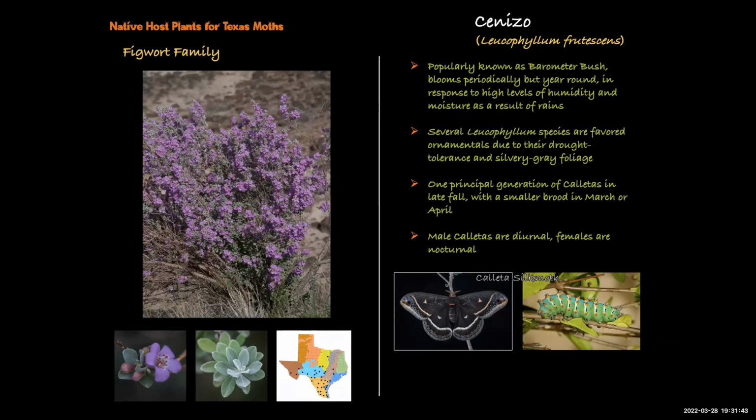It's used by the Coletta silk moth, which has a couple of broods. The main one actually is in the fall, which is kind of unusual for moths. Usually it's in the spring, but it does have a smaller brood in March or April. The other interesting thing is that the male Colettas are diurnal, meaning they're out during the day often, and the females are nocturnal, normally out at night. So I guess they must mate at dawn and dusk. I don't know when else they'd meet.